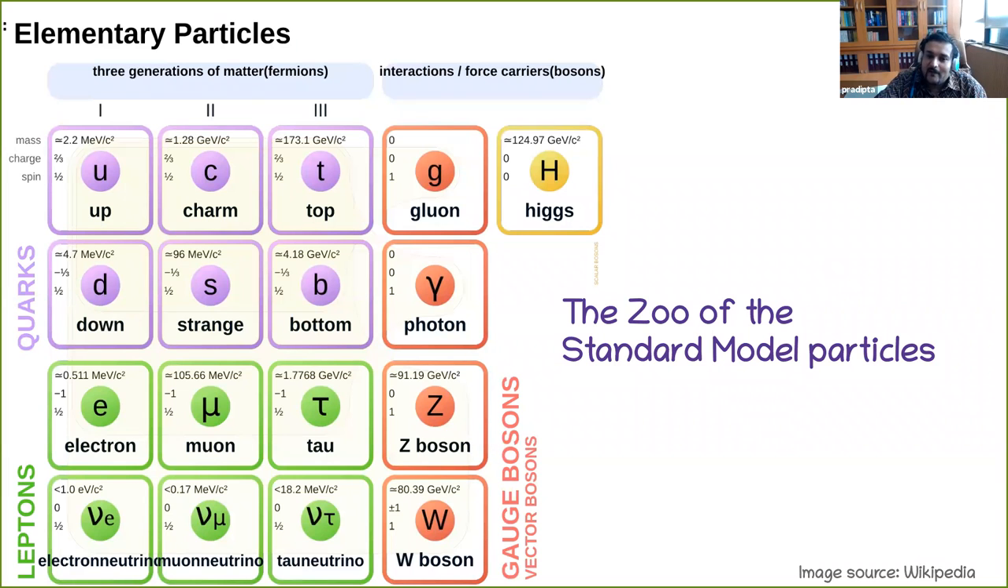So the question that we are going to answer today, or we're going to prove today, is how the so-called Higgs is responsible for the mass generation, through which mechanism. So this is the main part of today's talk.